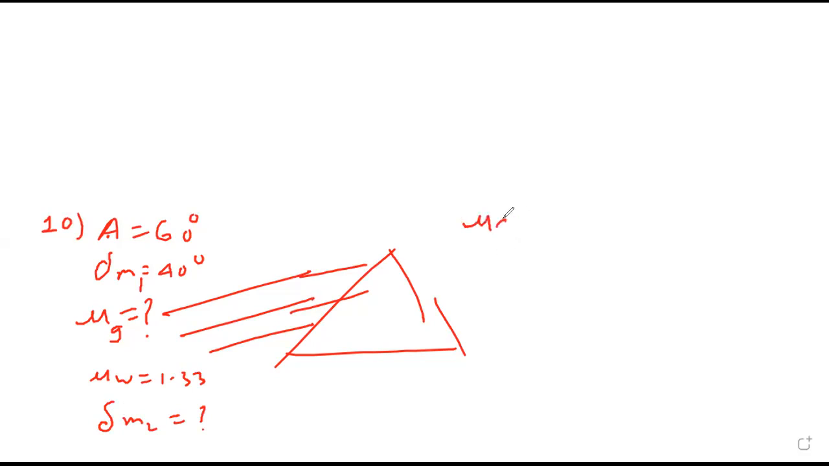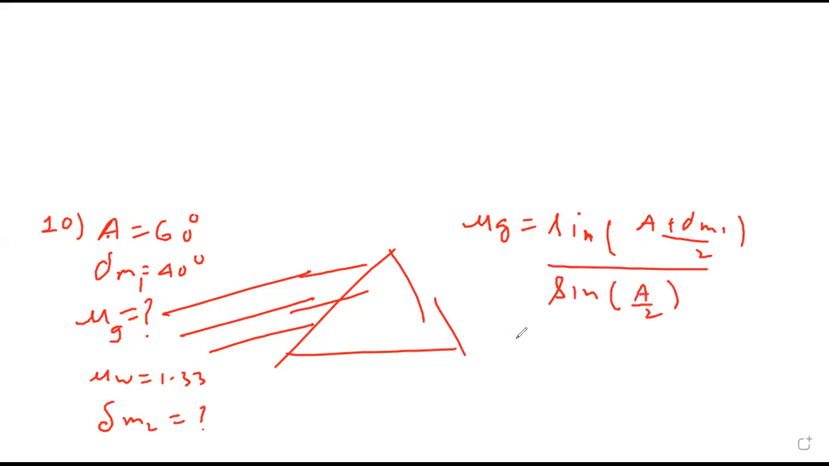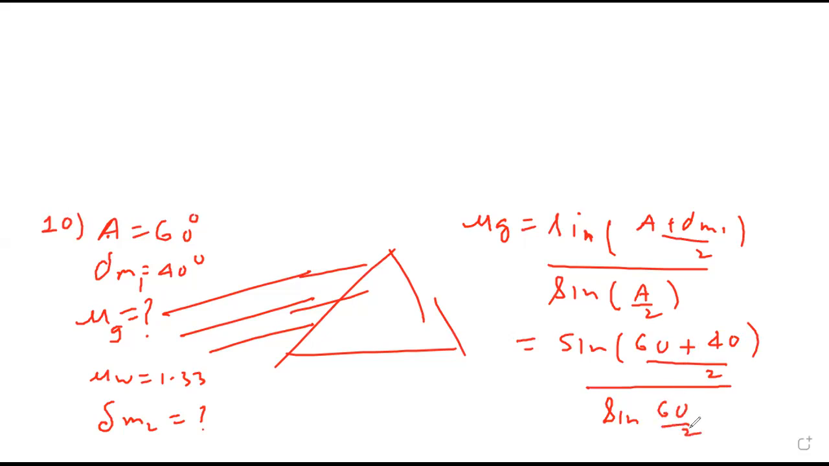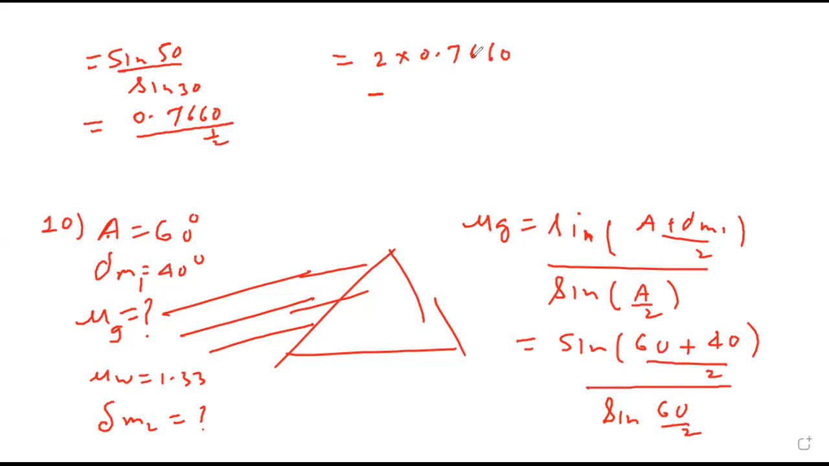First is 40. So mu of glass is sine of (A plus delta) upon 2, divided by sine of A by 2. So sine of (60 plus 40) upon 2, divided by sine of 60 upon 2. That is sine of 50 upon sine of 30. Sine 50 is 0.7660, just now you told me. Sine 30 is half. So this goes up, 2 into 0.7660. Therefore, it becomes approximately 1.5.